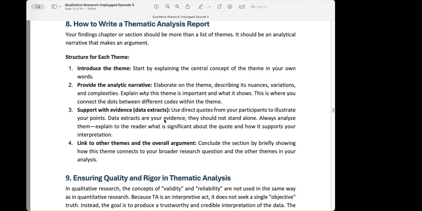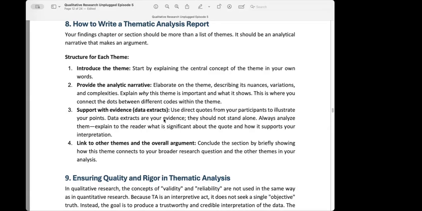The structured approach ensures your report is robust, analytical, compelling, and makes your argument clear and well supported by the data. That structural guidance is incredibly helpful. It really outlines exactly how to build that convincing analytical narrative for each theme.